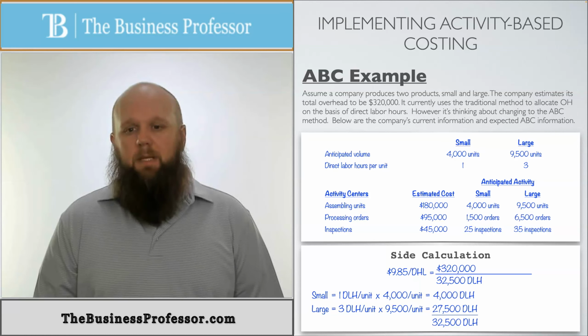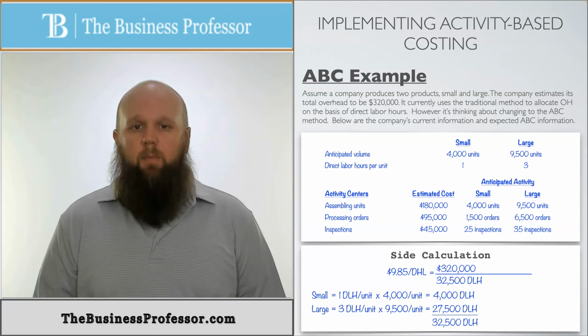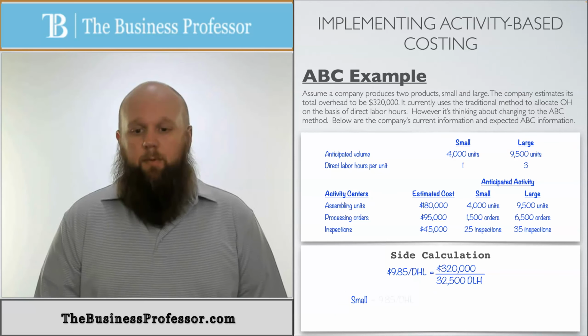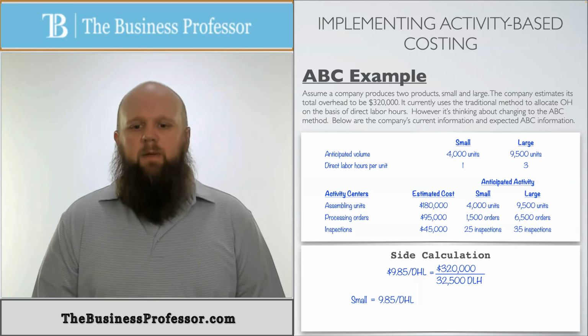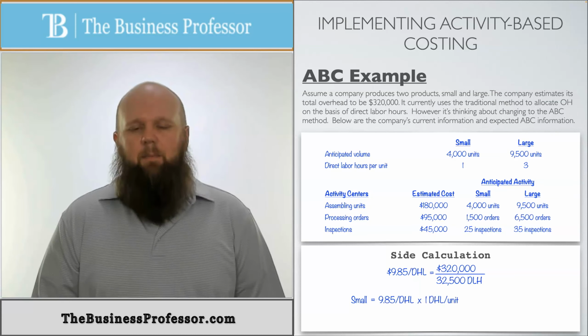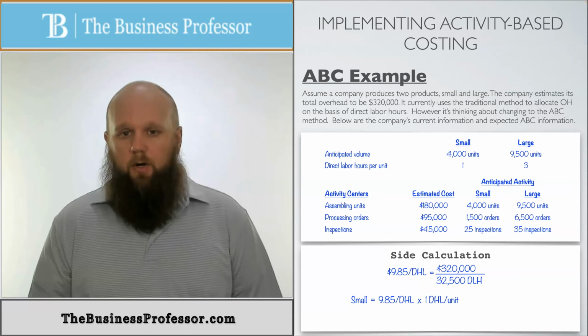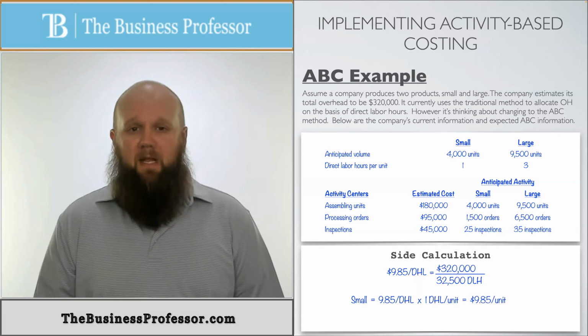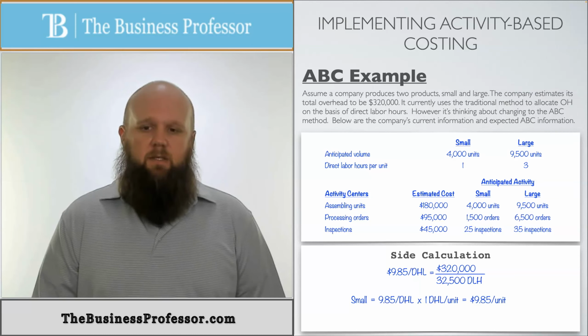Now we actually have to apply it to each of the products, the small and the large. So again, for the small, we're going to take the $9.85 per direct labor hour and multiply it by however many direct labor hours it's going to take. So again, 1 direct labor hour per unit. That means it's going to cost us, on average, $9.85 per unit to create in manufacturing overhead. Now let's look at it from the large perspective.